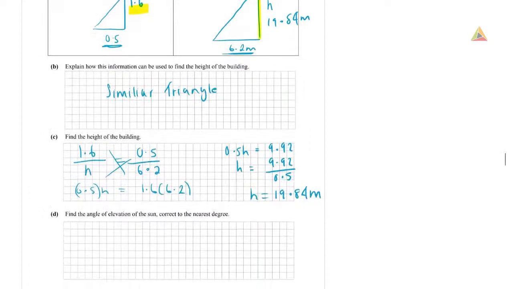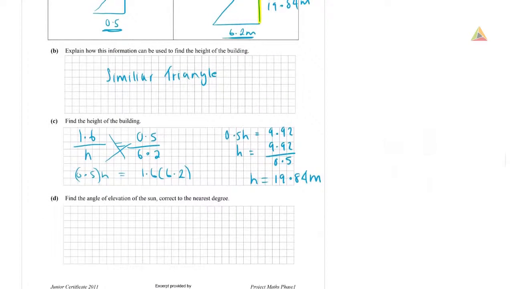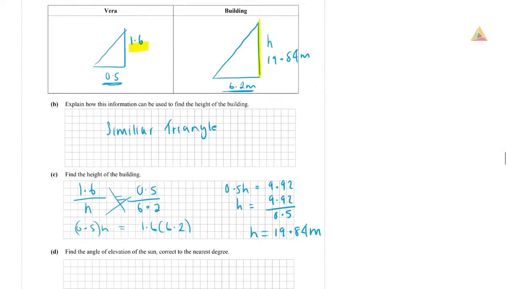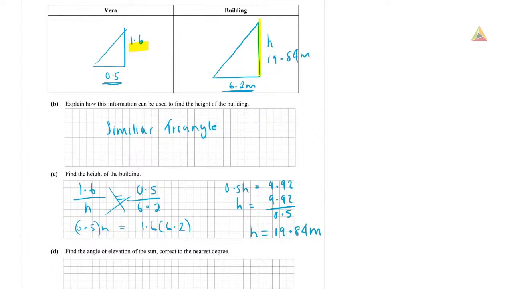Now the next question is to find the angle of elevation of the sun correct to the nearest degree. So the angle of elevation of the sun is going to be this angle here or this angle here. So remember, it's the angle when you're looking up. So I'm going to use this triangle here. So if I was to mark in those sides, there's your right angle, this is the hypotenuse, this is the opposite, and this is the adjacent.